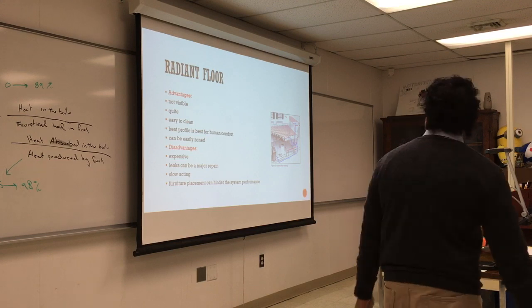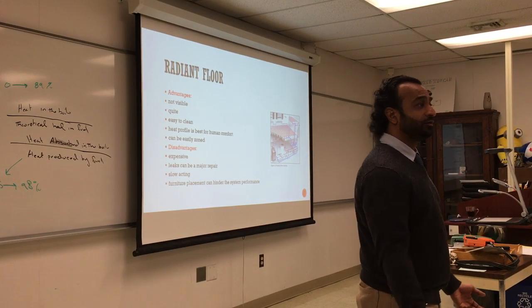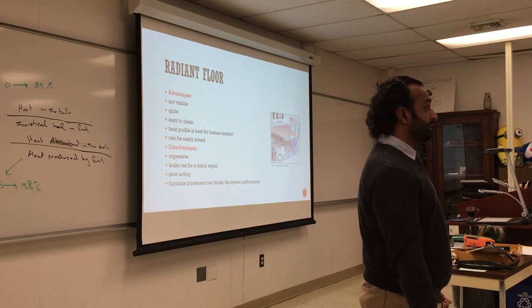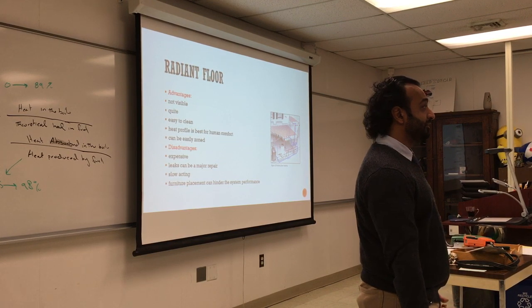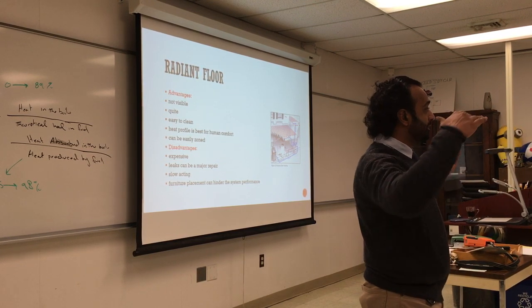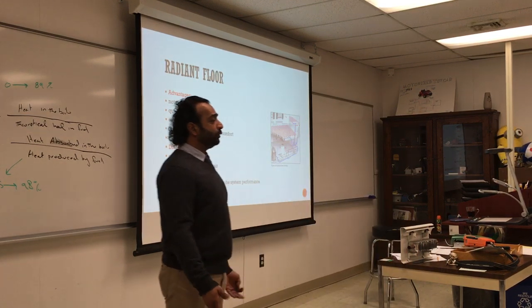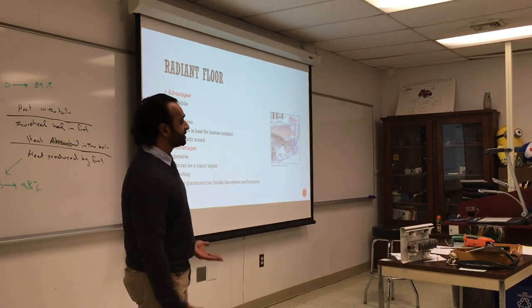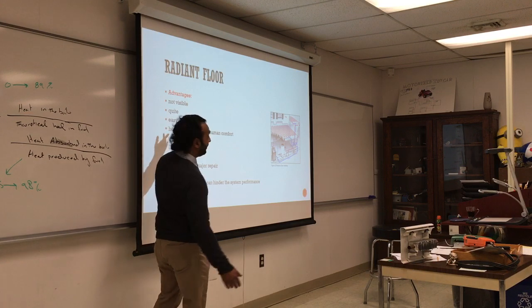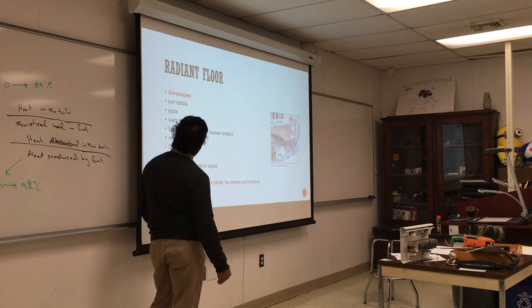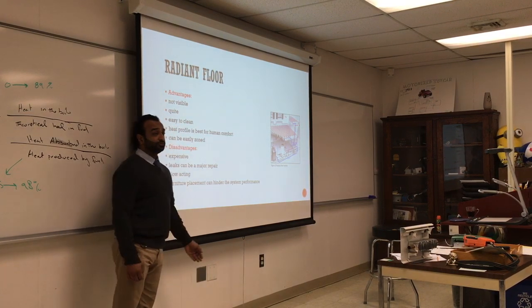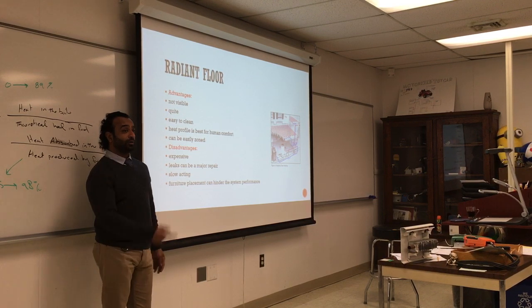It has the best profile for heat comfort. We said before that the best profile for heat is very hot temperature at the bottom, around 85, and at eye level, around 65 or 70. That will be very comfortable. You feel balanced, and the radiant floor will provide that. It can be easily zoned. Each room has its own valve and one pump just circulates.